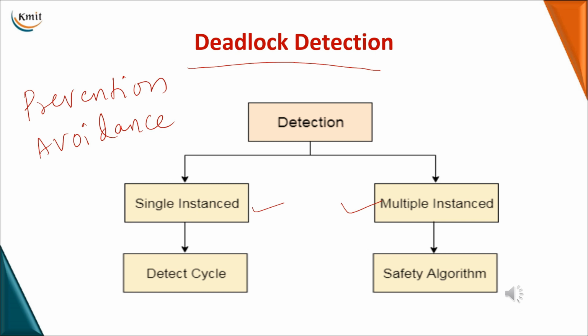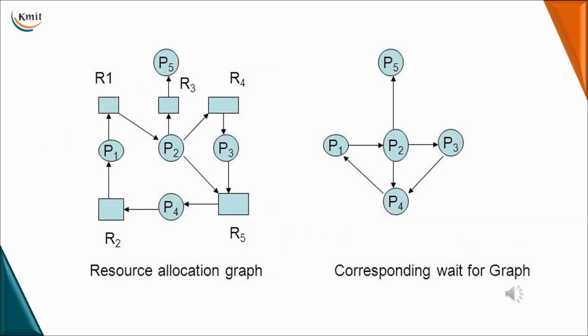So when you go for your single instance here, we use a graph which is known as wait for graph. And in the graph, if you are able to get a cycle, then you say that there is a deadlock. And when you go for your multiple instance, we use a safety algorithm, or you can even call it a detection algorithm, for detecting that the deadlock has occurred. Now we'll just see an example of a wait for graph.